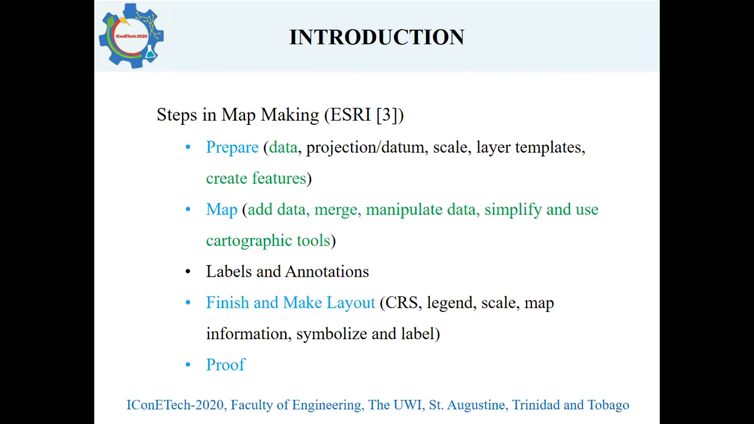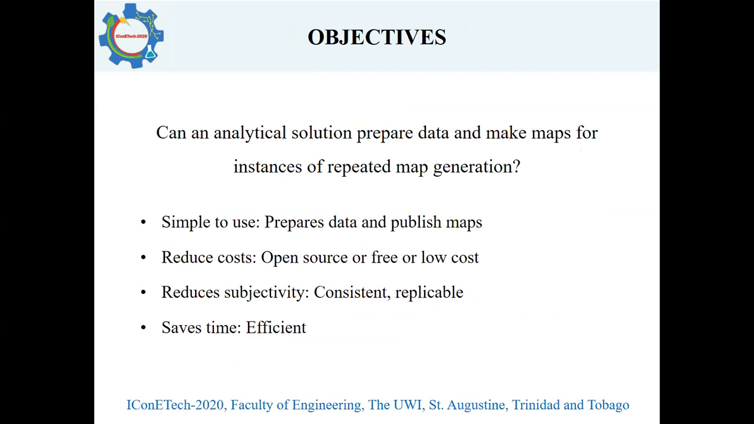The general steps to creating a map, we must consider these steps. However, if we are going to be repeating the maps, then only certain steps need to be considered. And in general, the ones that are shown in green will keep changing if you are repeating the maps. Right? The ones shown in black here are going to remain consistent throughout the map making process. So the objective of this study was an analytical solution to prepare data and make maps for instances of repeated map generation, right?